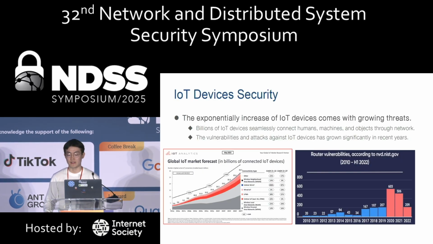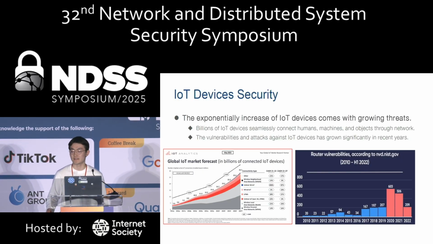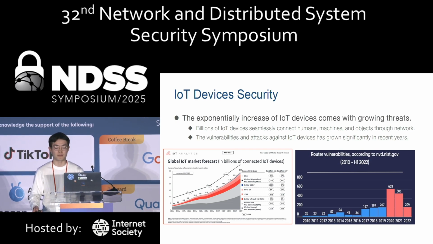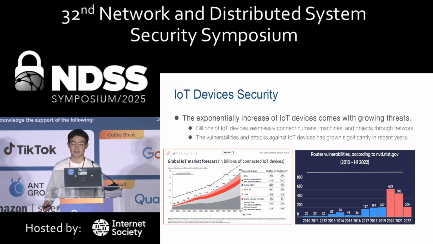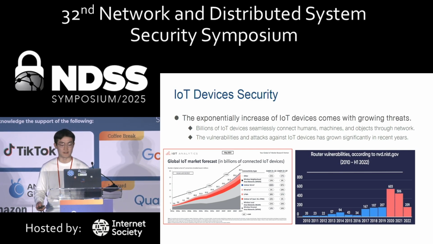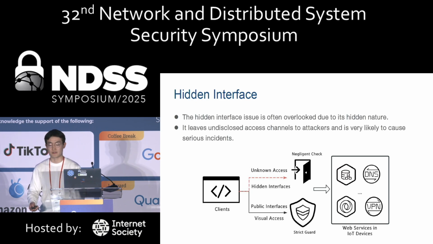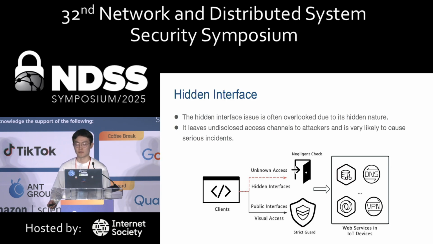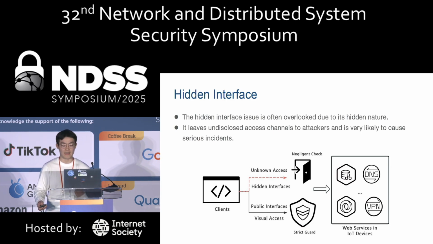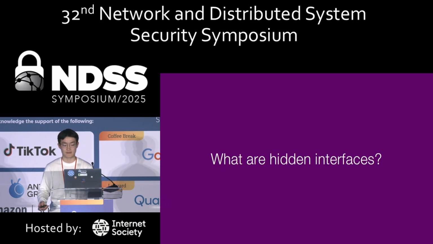The exponentially increasing use of IoT devices also comes with growing threats. As reported, the number of vulnerabilities and attacks against IoT devices has grown significantly in recent years. Among various security issues of IoT devices, the hidden web interface is often overlooked due to its hidden nature, but it leaves undisclosed access channels to attackers and is very likely to cause serious incidents.